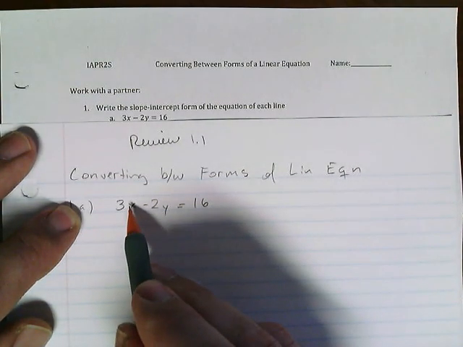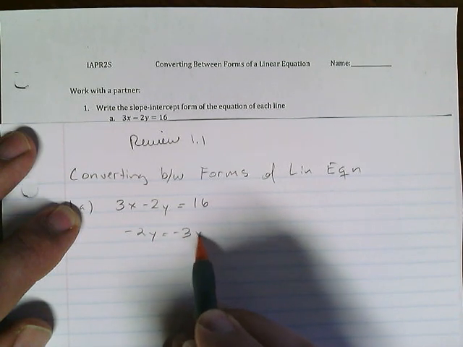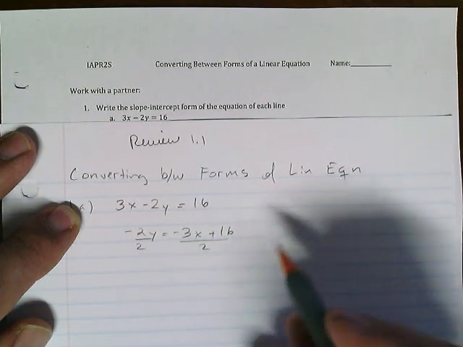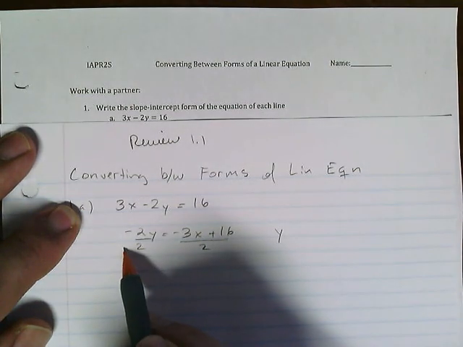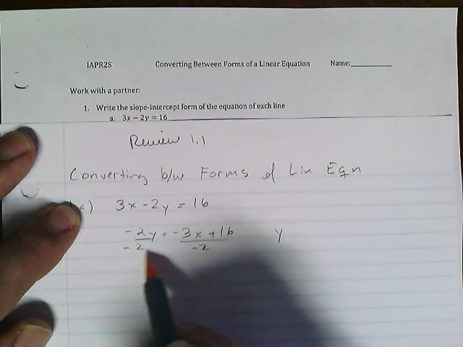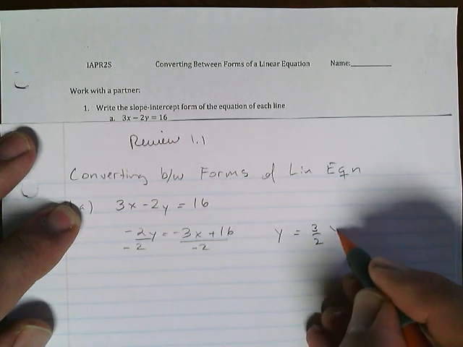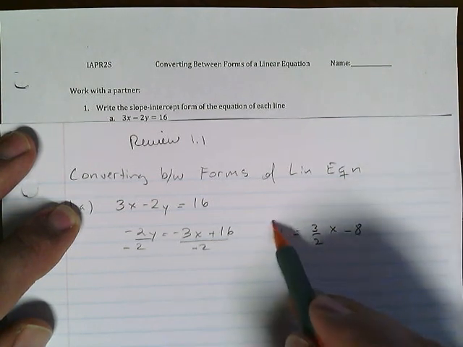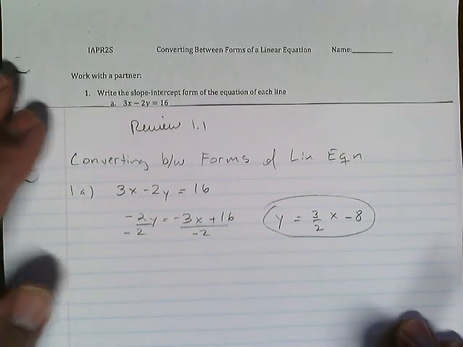So what we do is I bring the 3x over. So it's negative 2y is equal to negative 3x plus 16. We're going to divide everything by, oh, I'm going to divide by negative 2, sorry, because I want y to be positive, right? So that'd be 3 over 2 x positive, and 16 divided by negative 2 is negative 8. Okay, so you're done. Your slope is 3 over 2, positive, and your y-intercept is negative 8.